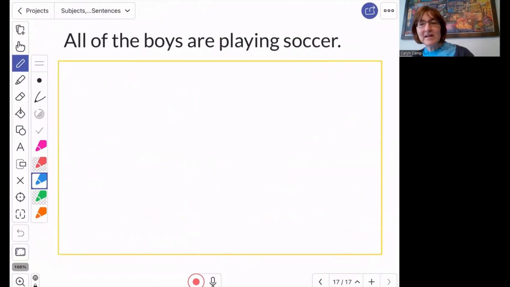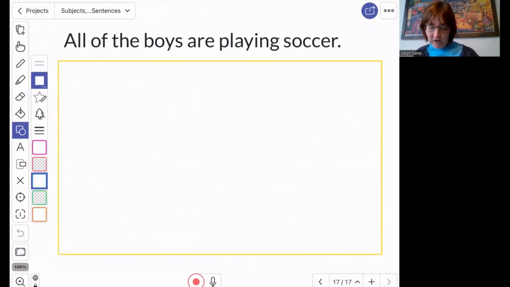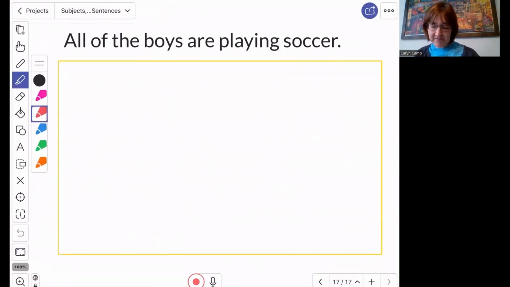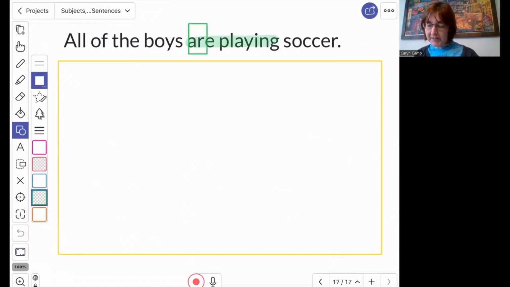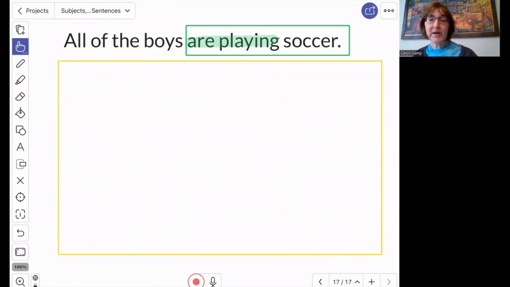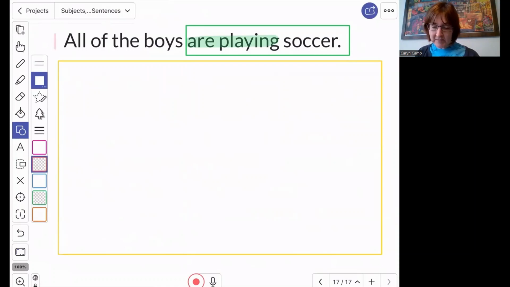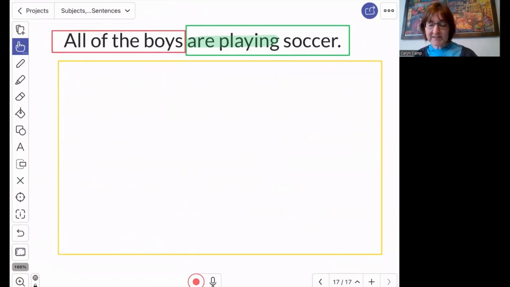Okay, this sentence seems a little more simple, right? Let's take a quick look at it. All of the boys are playing soccer. We need to put all of these words either into the complete subject or the complete predicate. Sometimes it's easiest to find the verb. Here's our playing. That's going to begin the complete predicate. So now we have our complete predicate and our simple predicate. Everything else has to be the complete subject. So here we have our complete subject. Now we need to find the simple subject.